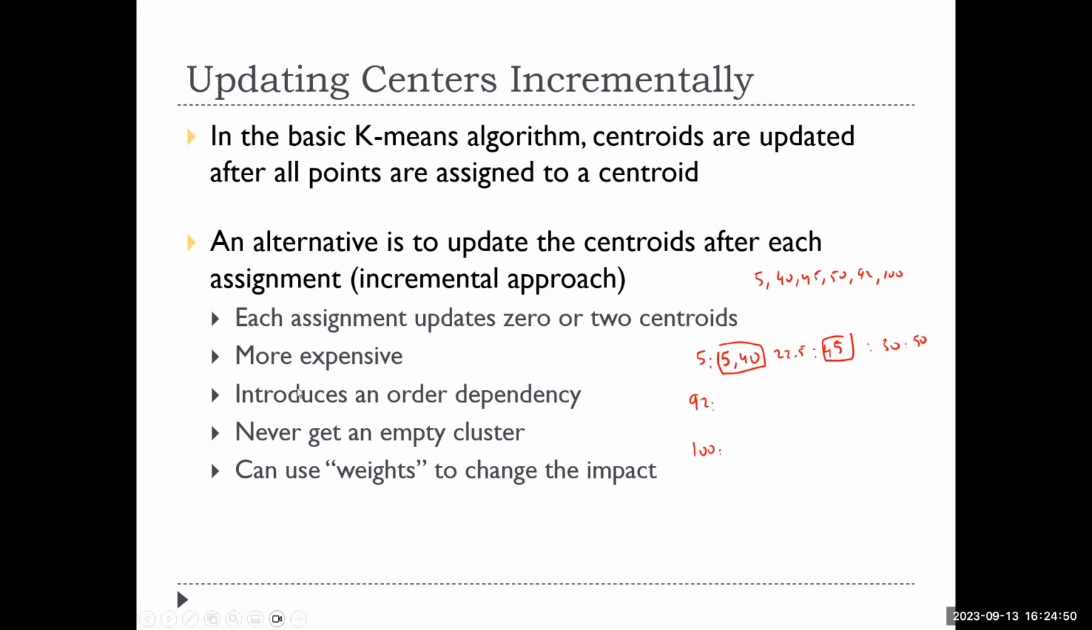There is also order dependency. Why do I start with 40 as the next element? Maybe I should start with 50. If I start with 50 after 5, then the next center will be different. So there is some order dependency, but you can use some ways to reduce the impact. For example, earlier data may have lower weights, and later data might have higher weights.